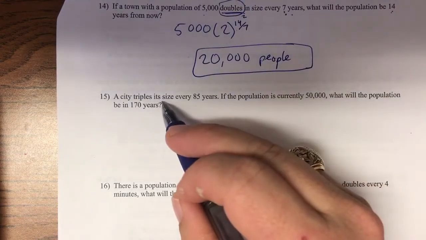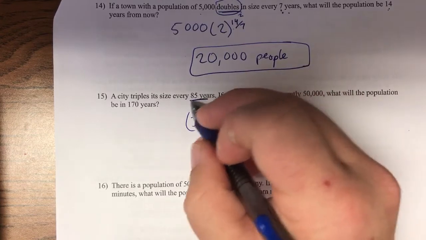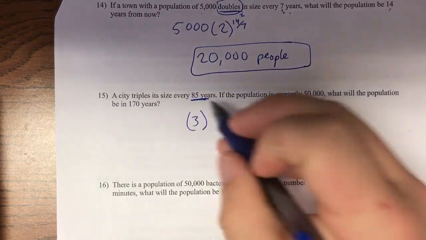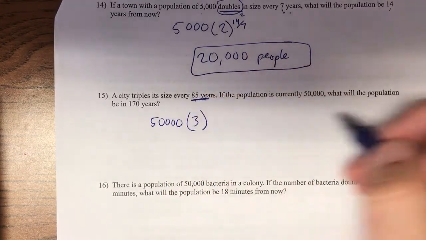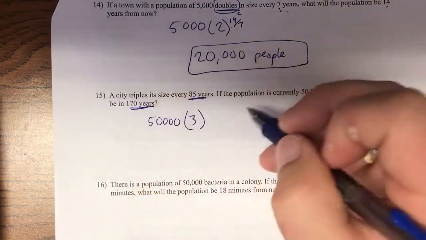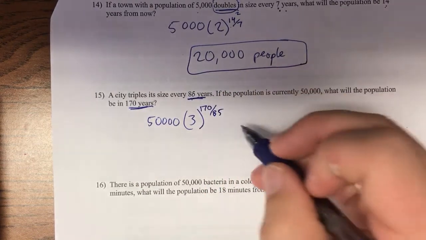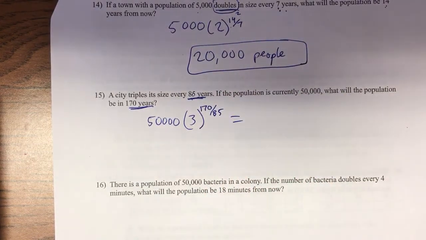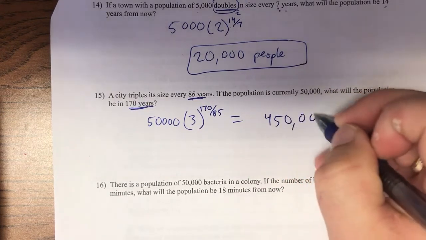On this one, the city triples in size, so 3 is going to be my rate every 85 years. So it doesn't triple every year. Every 85 years, it starts at 50,000, and we're raising it. We want to know 170 years, so 170 divided by how often it triples. And so again, we'll put it in the calculator, and we get 450,000.